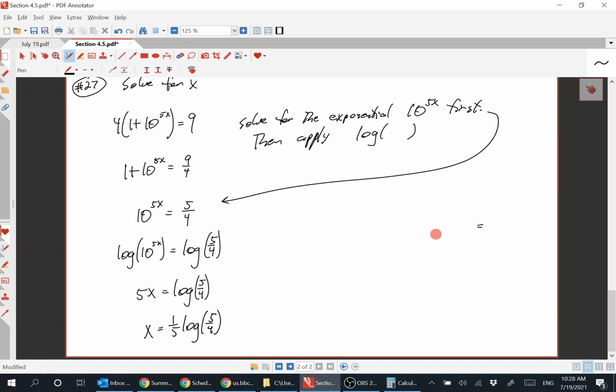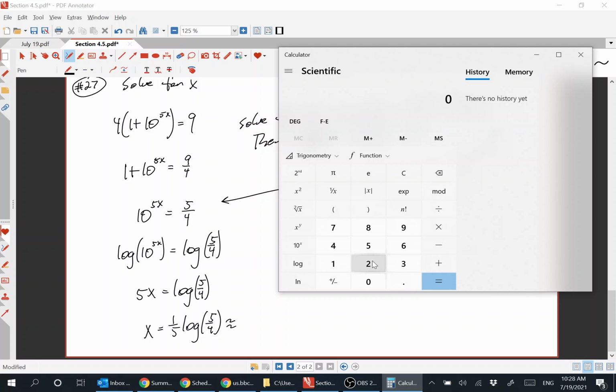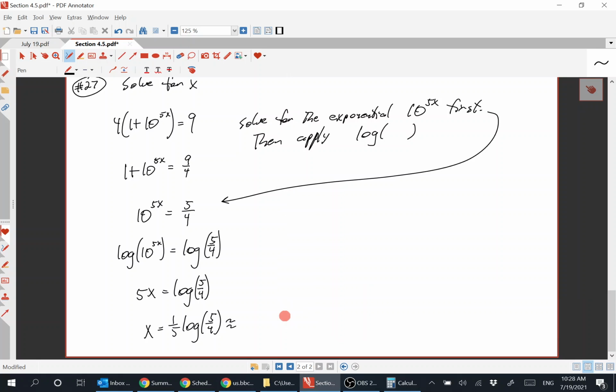So this is approximately equal to, let us get an answer. So 5 divided by 4 is 1.25. And then we apply log base 10, and then divide this whole thing by 5. So we get 0.019382. Okay, so that's your final answer.